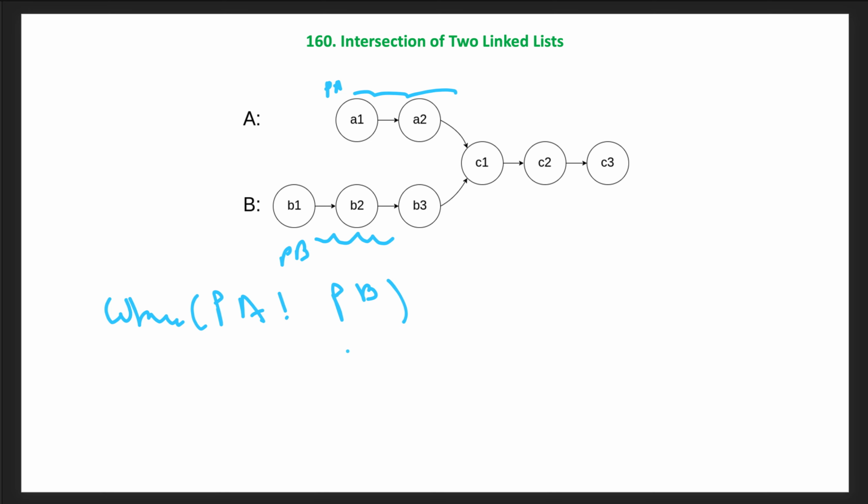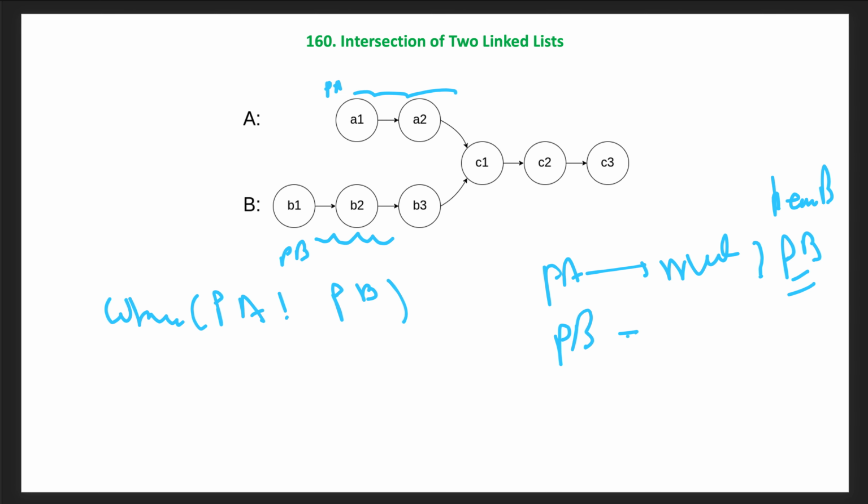We will keep moving, and when we find that PA or PB reaches null: if PA reaches null first, then we initialize PA from the head of list B. Similarly for PB, if it reaches null first, then we assign the head of A. Why are we doing so? With that we are running a total of n plus m nodes for both pointers.